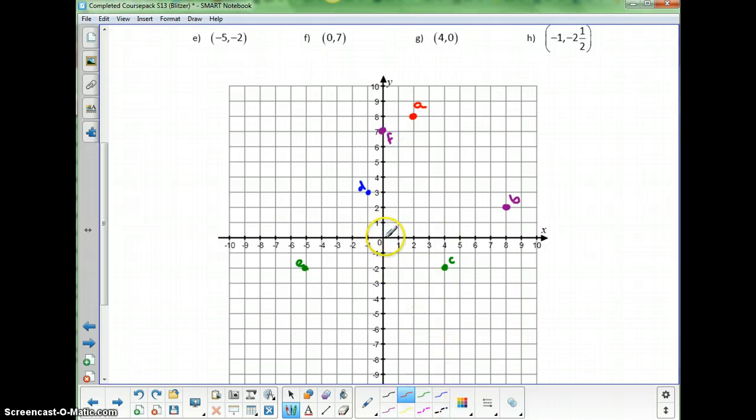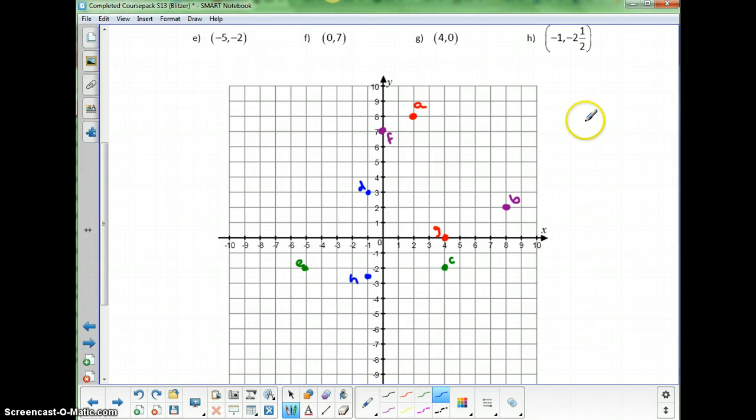And for G, the x direction is 4, the y direction is 0, so it'll go over 4, and then it will stay right here. It won't go up or down at all. And lastly, H, the x direction is -1, the y direction is down 2.5. So not quite down to 3, just 2.5. We'll put it in the middle right here. That's going to be H.